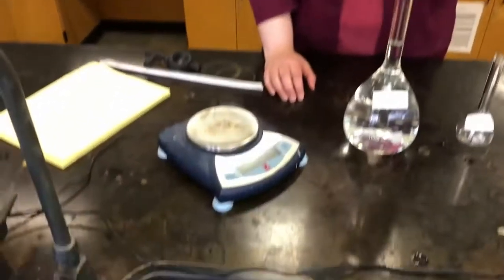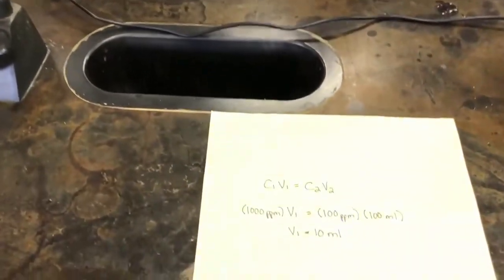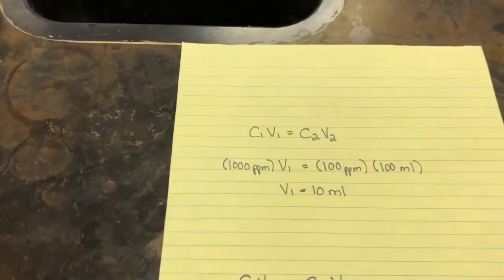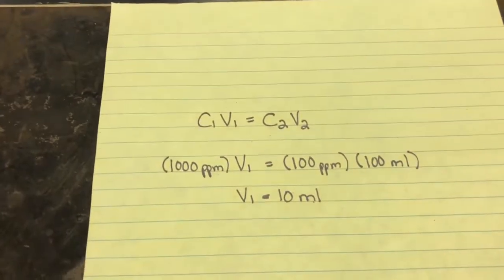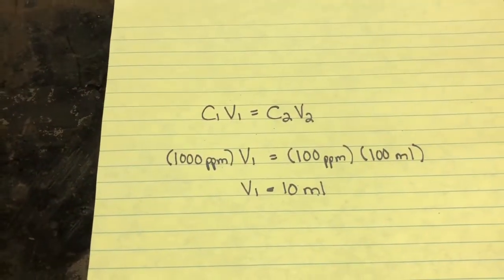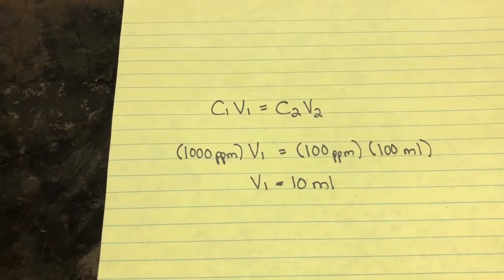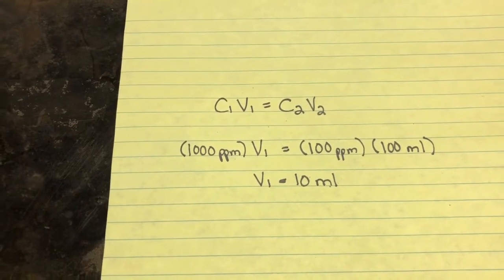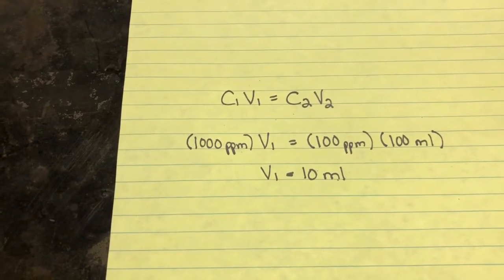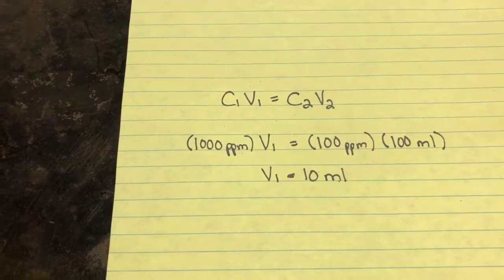So there is a calculation or a formula that will allow us to calculate how much of the first solution we have to take out to put into the second solution. The formula is C1V1 equals C2V2. You'll sometimes see it written as M1V1 equals M2V2. It means the same thing. One is concentration, one is molarity, but it means the same thing.